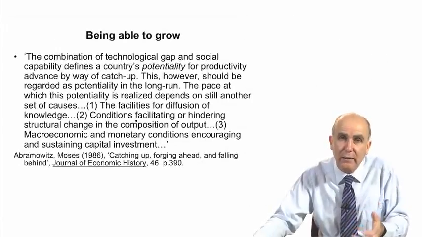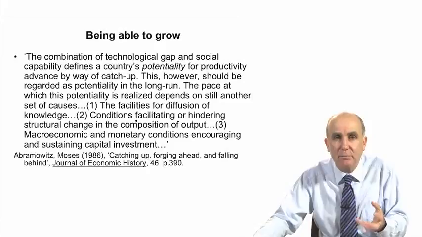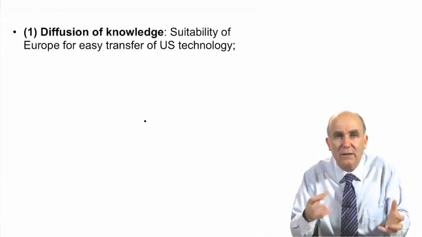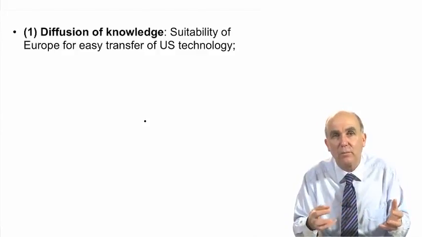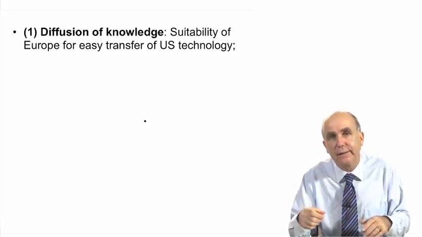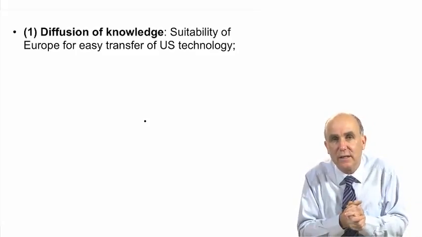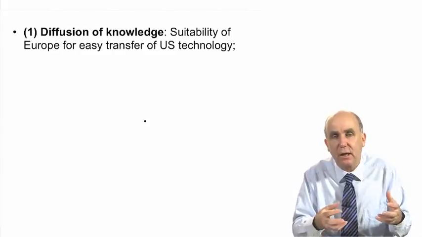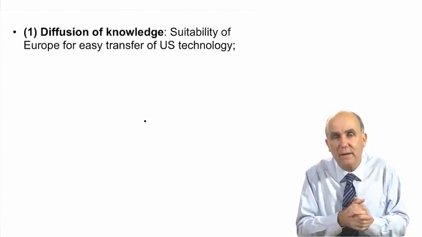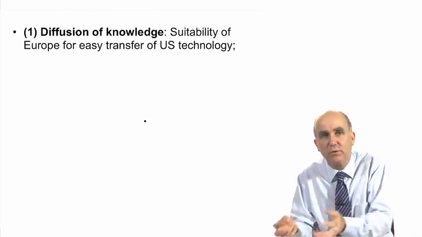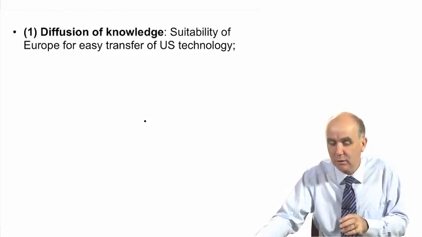And so when we think about Europe growing rapidly during this golden age, it's important to think about Europe meeting these three conditions. First of all, Europe was highly suited to bring technology from the United States. The fact that they shared the English language, the relatively high proportions of engineers and scientists in Europe, and the orientation towards vocational education in many parts of Europe facilitated the diffusion of knowledge that was needed to bring US technology to Europe.